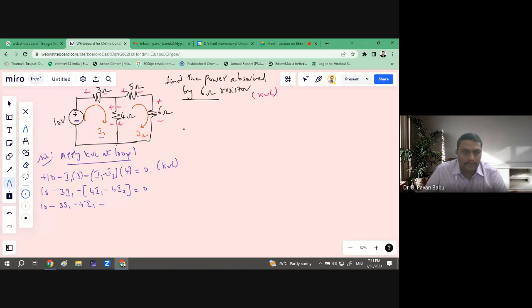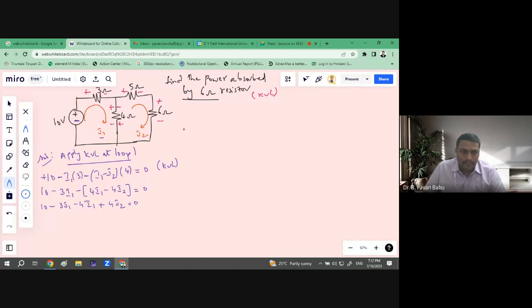Now it becomes plus 4 into I2 is equal to 0. Let me check once again. So 10 minus 3 I1 minus 4 I1 and sorry, 4 I1 minus 4 I2. Next, 10 minus 3 I1 minus 4 I1. So minus into minus, plus 4 into I2 is equal to 0.